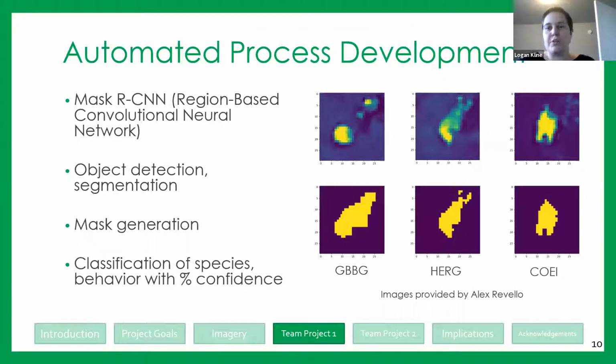The algorithm currently being implemented by the AI team is known as MaskRCNN, or a region-based convolutional neural network. This algorithm creates regions of interest around objects in an image and creates boundaries on them, as you can see here in the top row of images, then segments them from larger imagery and generates masks. The mask component of the algorithm generates the second row of images here, and these masks are used to accurately discriminate among the species and their behaviors.